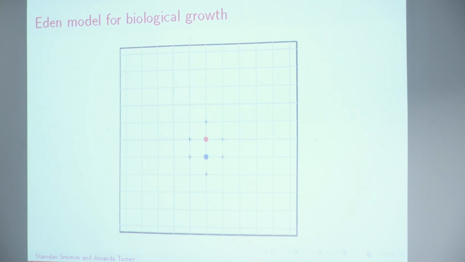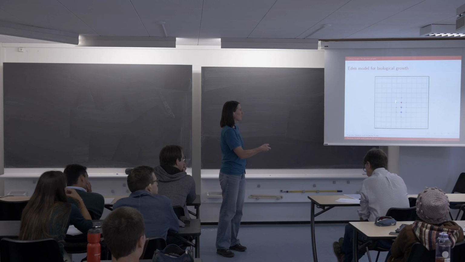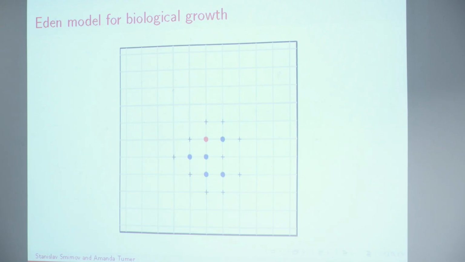Again, these particles want to reproduce, so where can they reproduce? Well, now we've got 6 possible neighbors for reproduction. And again, just pick one of them at random. We get that one. Again, now we've got 8 sites for reproduction. Pick one at random, continue in this way, and we get a cluster growing like this.